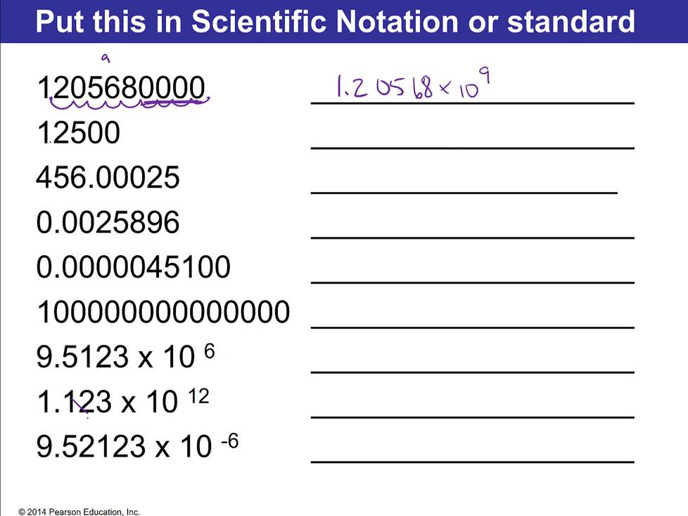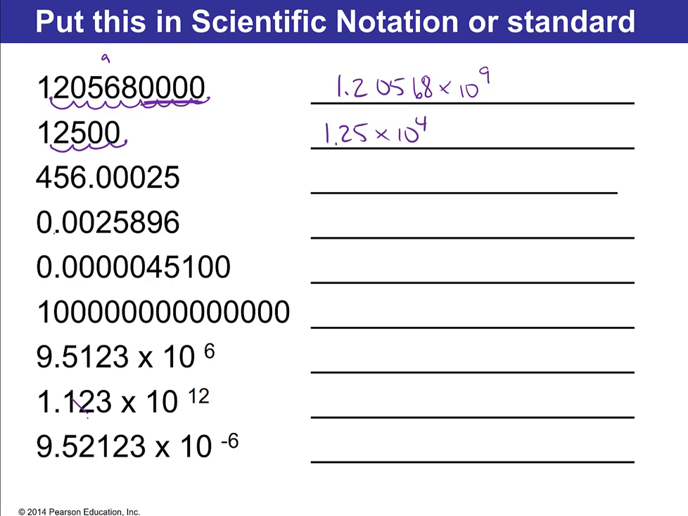So same thing with this. The 1, the 2, and the 5 are significant measured values. The 2 zeros are not. So I would move this from here, 1, 2, 3, 4. And so this would be 1.25 times 10 to the fourth. Since these are numbers bigger than one, it's always going to be a positive exponent.